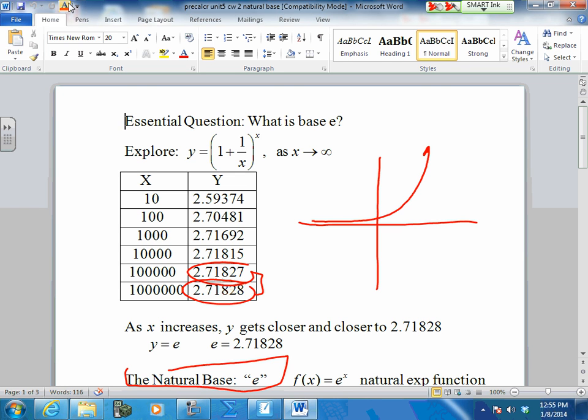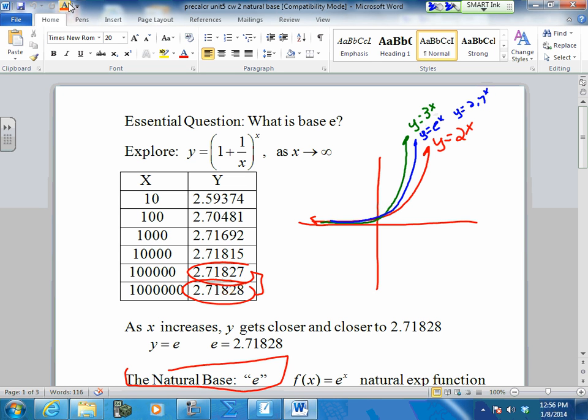Here's your graph of y equals 2 to the x. Here's your graph of y equals 3 to the x. A little bit less, a little closer. So where does 2.8 fall? 2.7? Kind of right in between there, right? So if I was to graph this, I would come in between here, closer to the 3. This would be my natural base right here, because this is my 2.7 to the x.